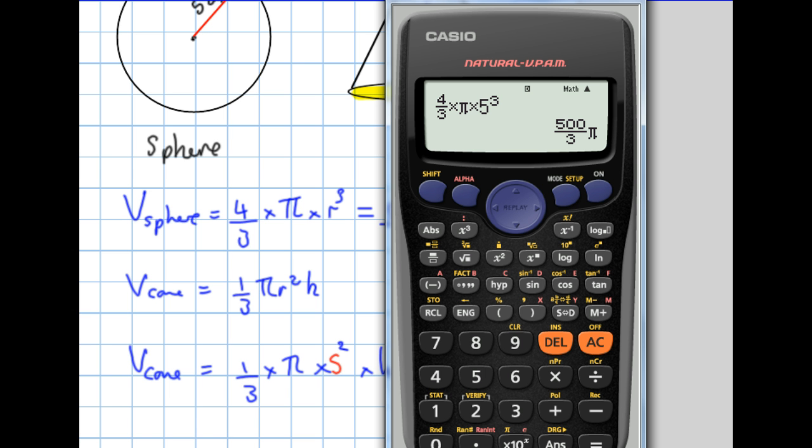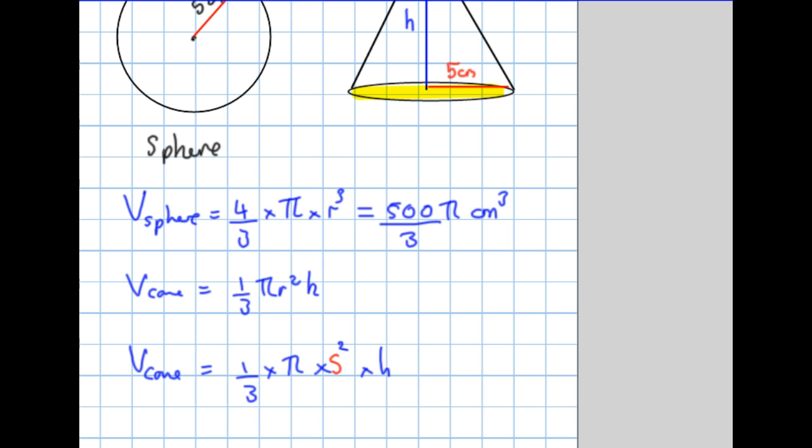So let's work that out. 1/3 times pi times 5 squared. Sure, some of you can do that without a calculator. Times pi times 5 squared equals, there we are, 25/3 pi. So it's 25/3 pi times h, h being the thing we're trying to find. Notice how I worked out the first part of the formula, and then I had to multiply that by h.